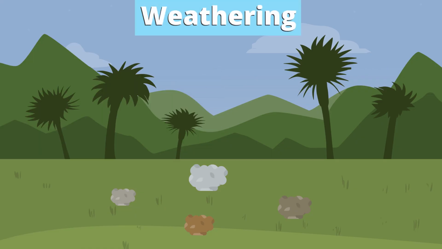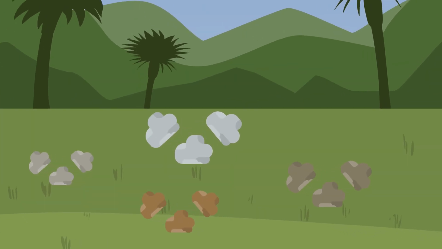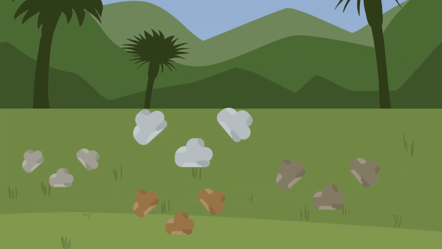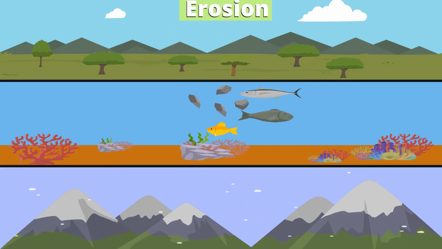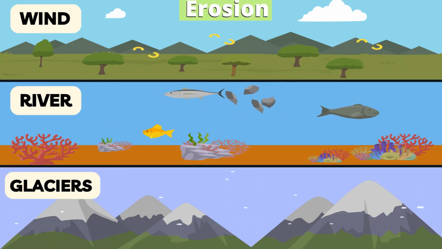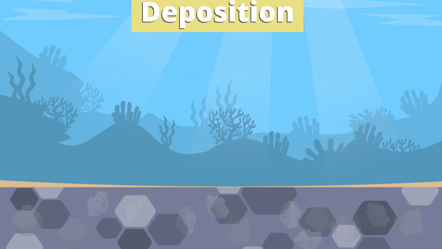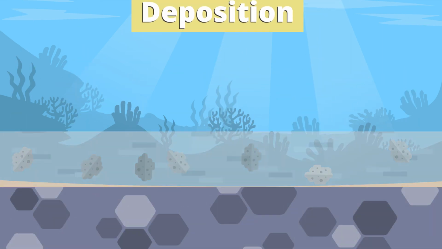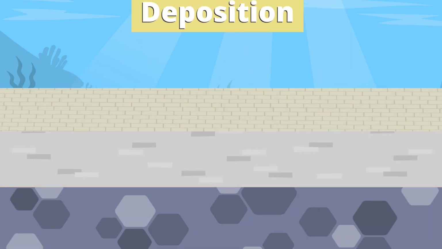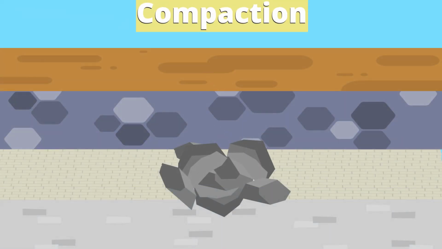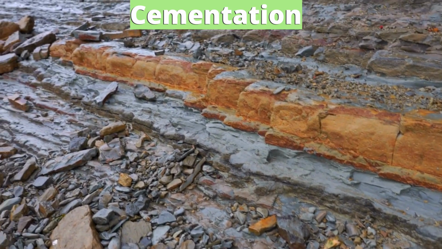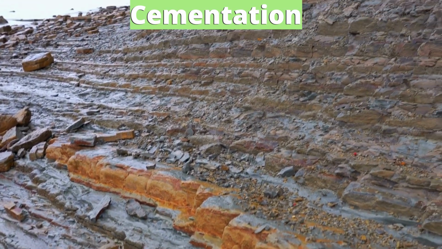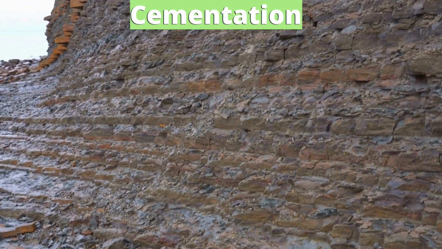To recap, weathering: rocks are broken down into smaller pieces by natural forces. Erosion: the movement and transportation of these broken pieces by forces like rivers, wind, or glaciers. Deposition: the settling of sediments when the transporting forces lose energy, forming layers. Compaction: the squeezing and pressing of accumulated layers of sediments due to the weight above them. Cementation: the binding or gluing together of sediments by minerals and water, forming solid rock.